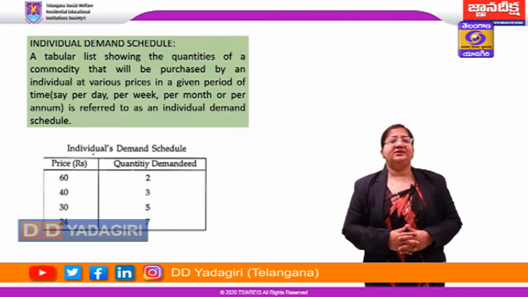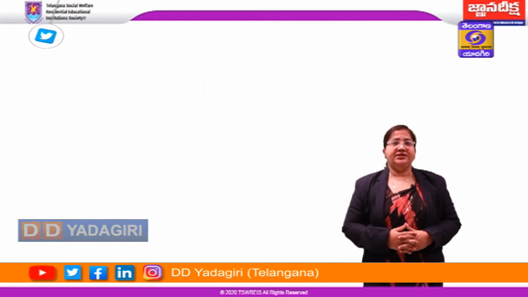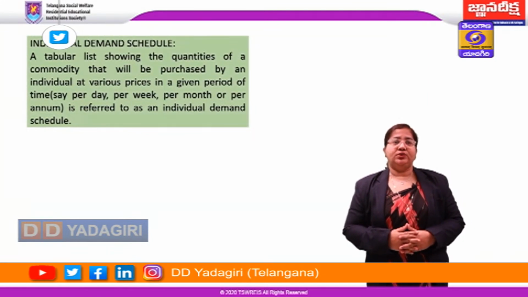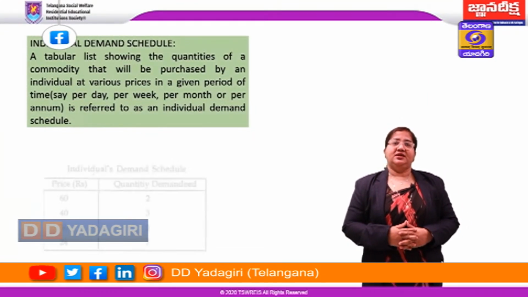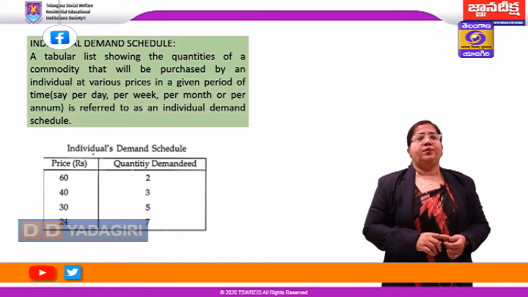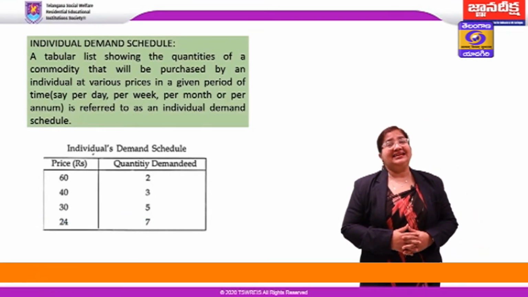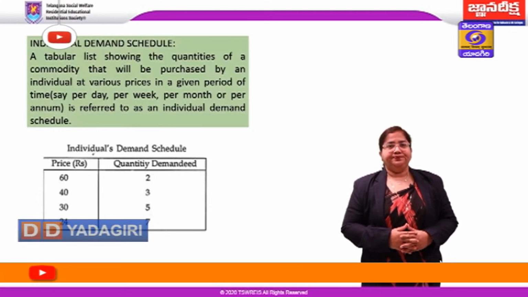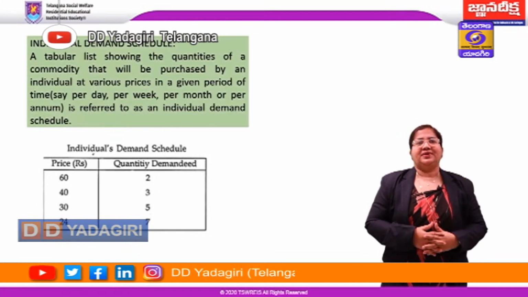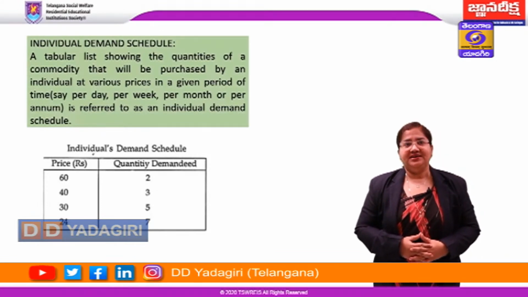What is the individual demand schedule? A tabular list showing the quantities of a commodity that will be purchased by an individual at various prices in a given period of time, say per day, per week, per month or per annum, is referred to as the individual demand schedule. Now if you see the PPT here, the price-quantity relationship is depicted.